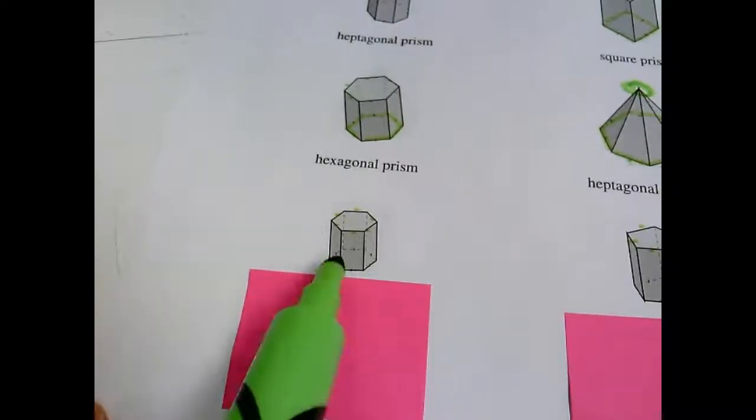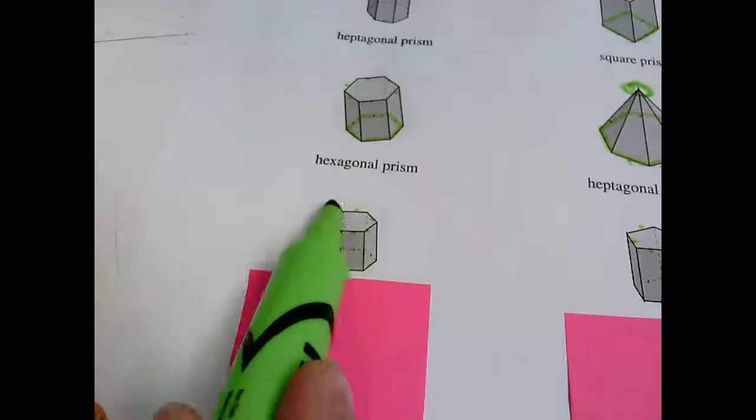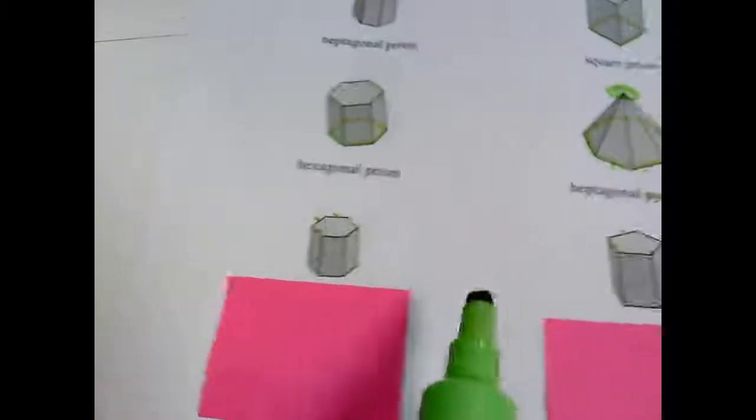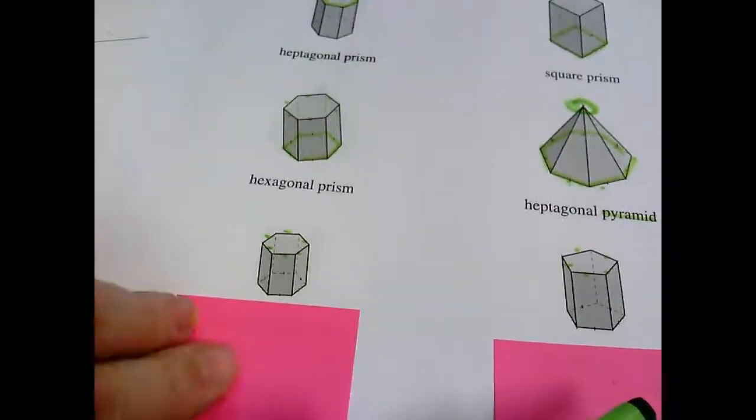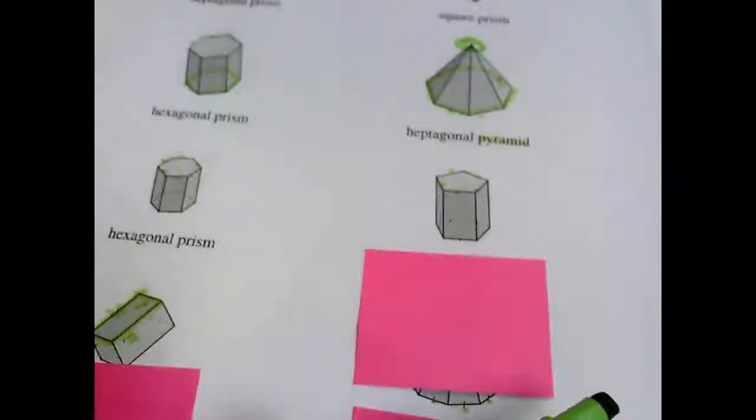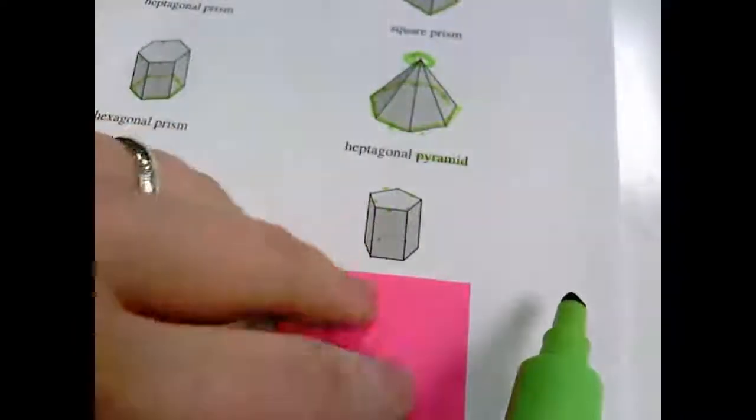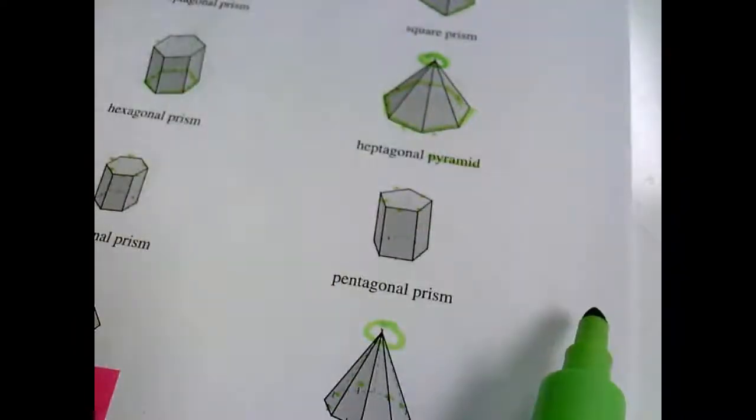Then next down here, again, we have another prism. So we count up the number of sides on the base, 1, 2, 3, 4, 5, 6. That makes that also then a hexagonal prism. And then over here we have yet another prism with 5 edges on the base. That makes that a pentagon, which is a pentagonal prism.